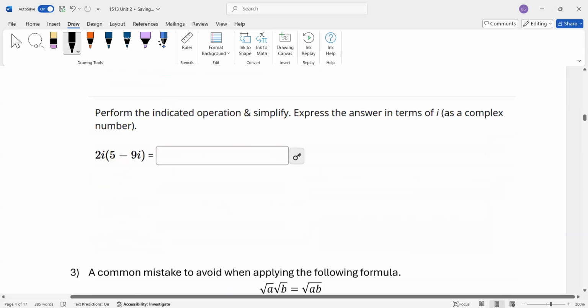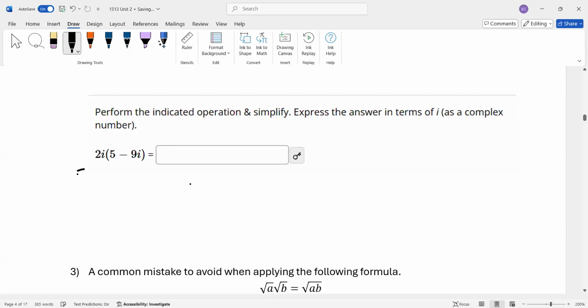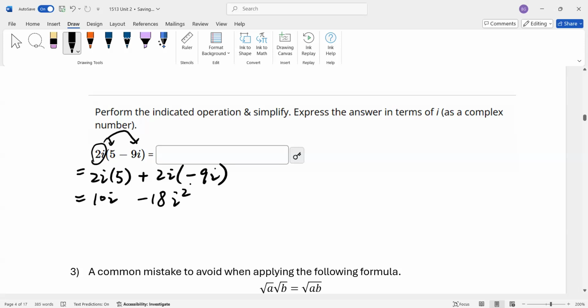And what if you have something like this? A non-real imaginary number times a complex number. Same thing. Do the distributive property, all right? 2i times 5 plus 2i times negative 9i. Be careful with the sign. 2 times 5 is 10, 10i. And here 2 times negative 9 is negative 18, and i times i is i squared, right? And we have 10i here, negative 18 i squared, where i squared is negative 1. Negative 18 times negative 1 is a positive 18. So the standard form is 18 plus 10i.